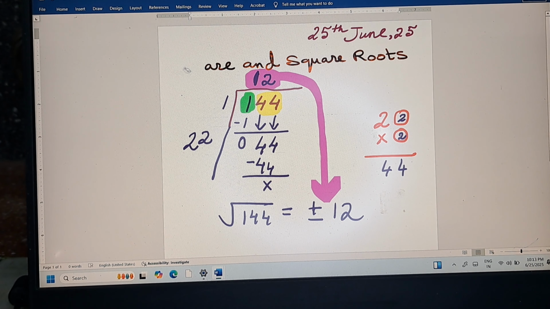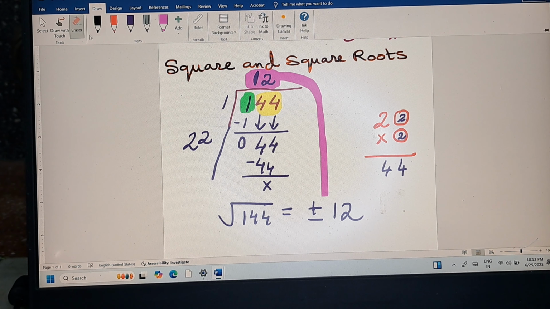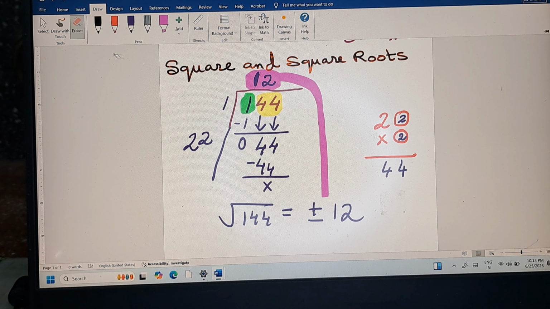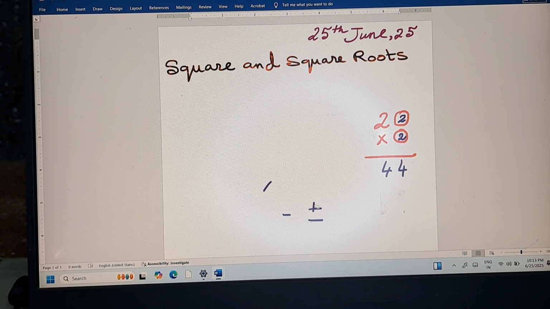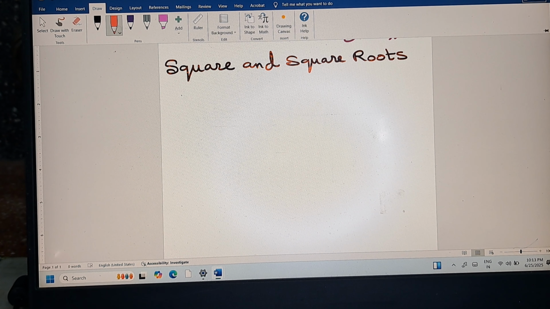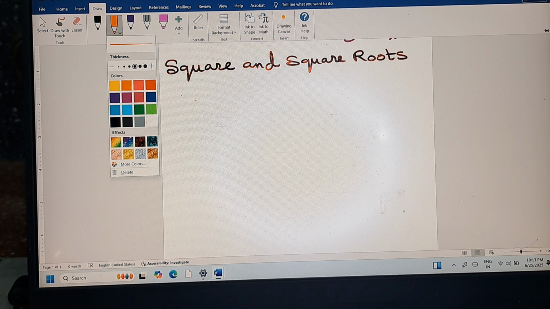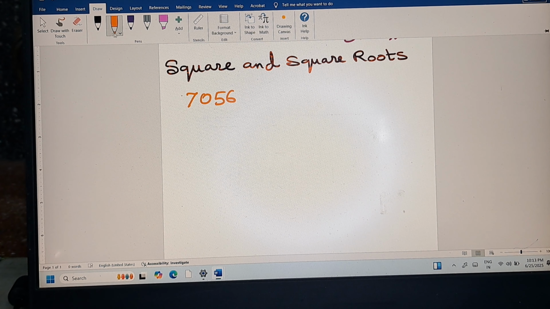Now let us move on with an example. That was a 3-digit number. Now we will move on and check another sum with a 4-digit number. Let us check. So I am going to take the number 7056. The first method is the prime factorization method.